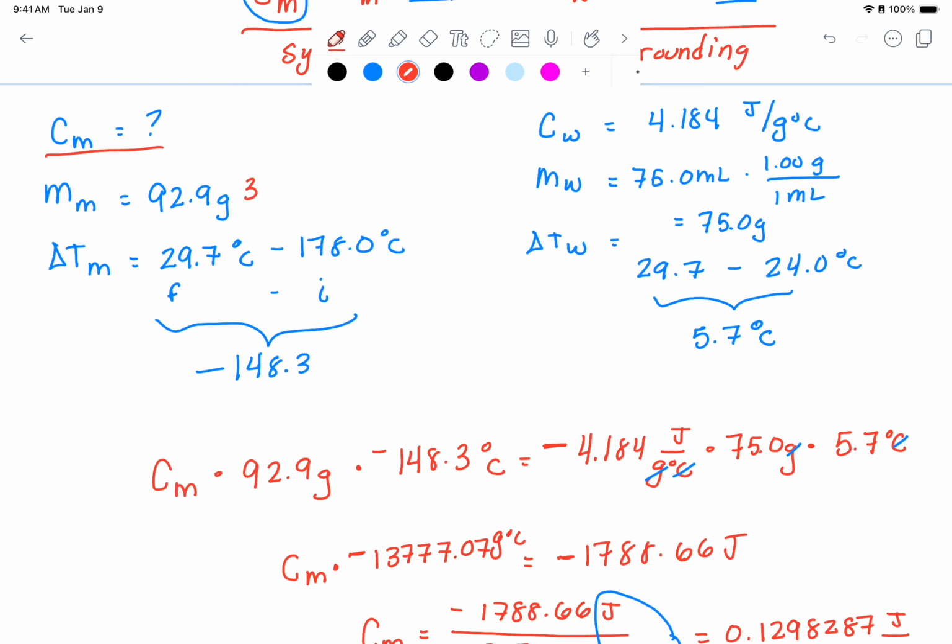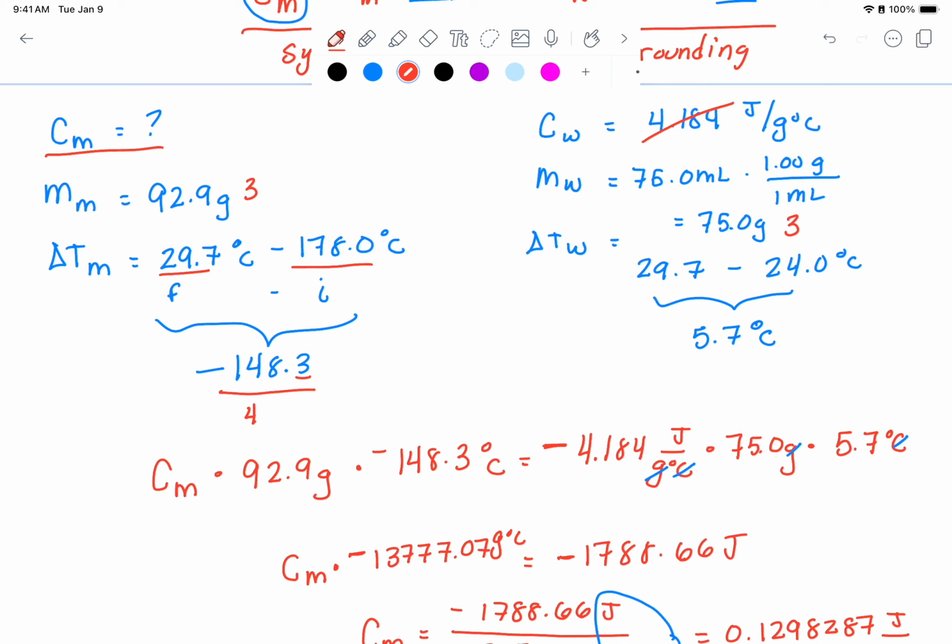When I do my subtraction in my delta T, I have to keep my 1 decimal place, so that gives me 4 sig figs there. Let's see, this doesn't count towards sig figs. The CW, the specific heat of water, doesn't count towards sig figs. The 75.0 milliliters and the 75.0 grams have 3 significant figures.